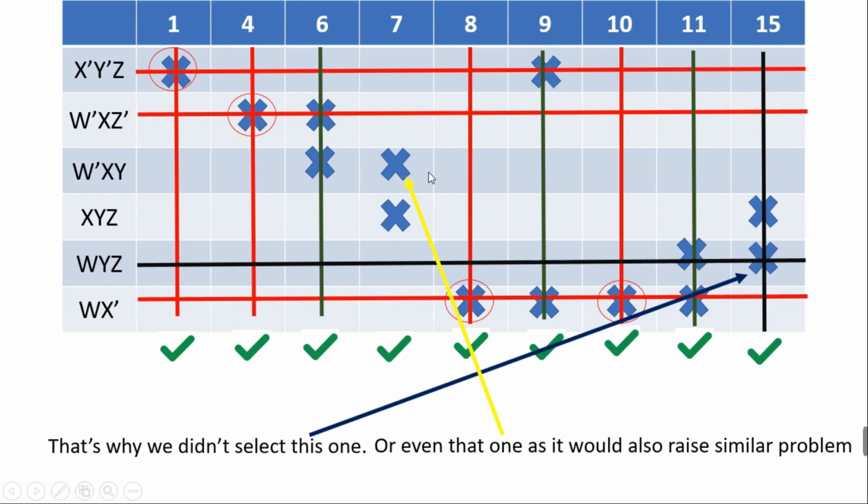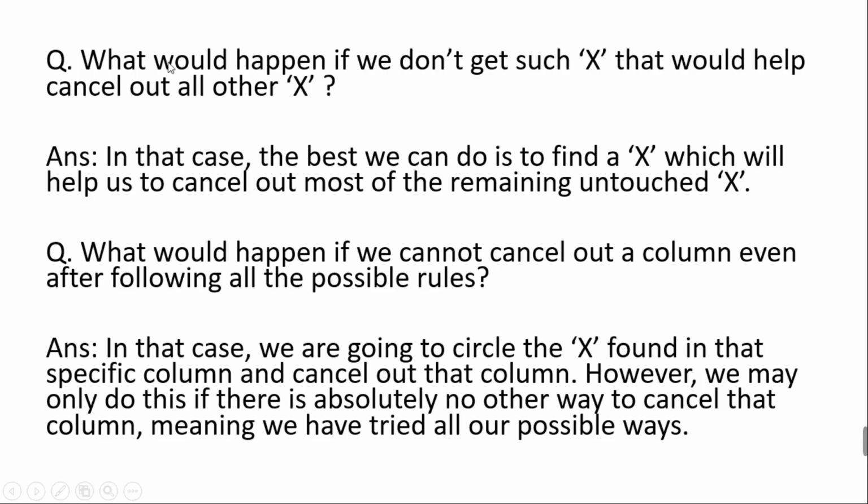If we chose this x, then we would also have some type of similar issues. Okay, so there are some other questions too. What would happen if we don't get such an x that would help cancel out all the other x's? All right, so in that case, the best we can do is to find an x which will help us to cancel out most of the remaining untouched x's. That means our first target is to choose such an x which will help us eliminate all other x's. But if we can't find that by any way possible, then we're trying to find the x by which we can actually eliminate most of our x's.